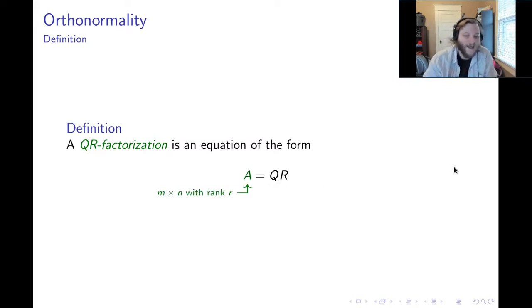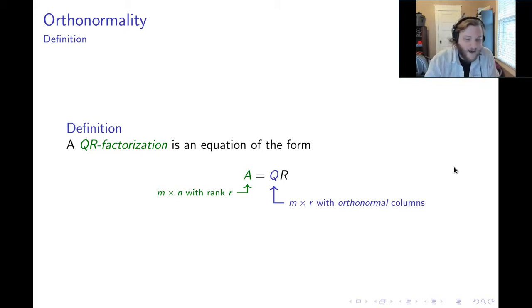Here, A can be any m by n matrix, and let's say that the rank of that matrix is equal to the number r, the little r. So what are Q and R here? Q is an m by r matrix, so m here is the number of rows of A, and little r is the rank of A. And our stipulation, which is new for us, is that Q must have orthonormal columns. So orthonormal is a new adjective to us, and we'll need to say more about it in a moment.